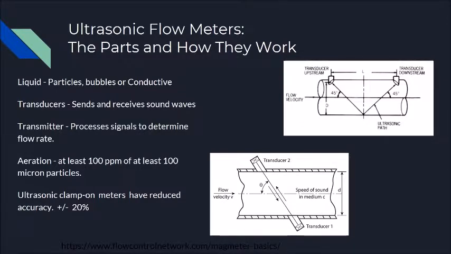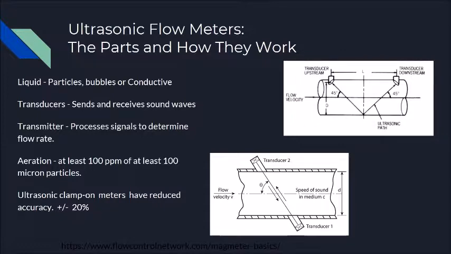Back to the bubbles and the particulates. Aeration. It's required to have at least 100 parts per million of at least 100 micron particles. So it's just a certain size of aeration. It's a value of bubbles.